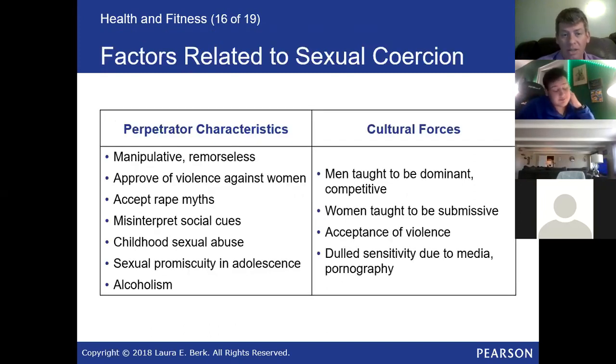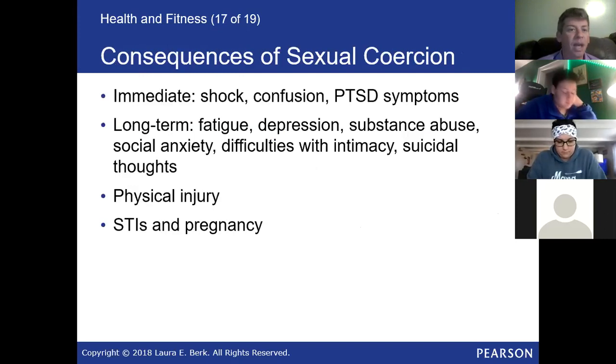So, what are the perpetrator characteristics? They are manipulative, they are remorseless, they approve of violence against women, they accept rape myths, they misinterpret social cues, they may have experienced childhood sexual abuse, they may have been more sexually promiscuous in adolescence, and they may be alcoholics. Cultural forces. Men are taught to be dominant and competitive. Women are taught to be submissive. There's this acceptance of violence, and then we have this dulled sensitivity due to media and pornography.